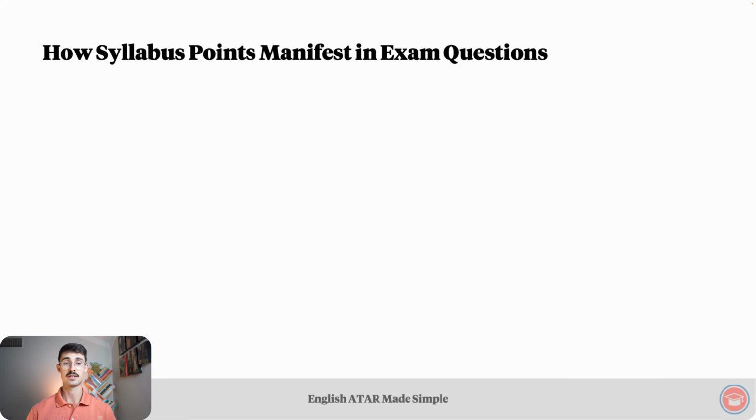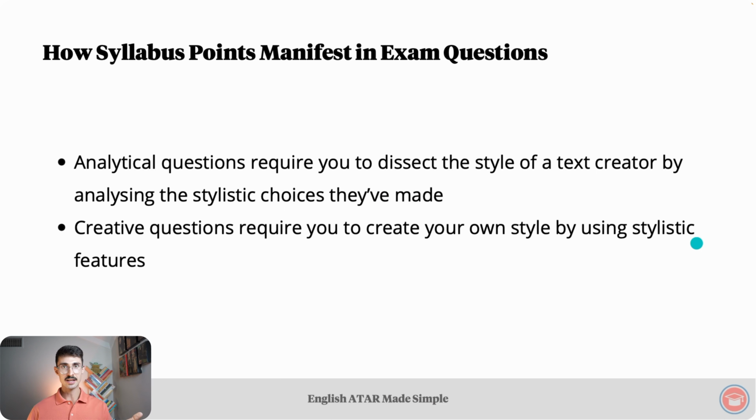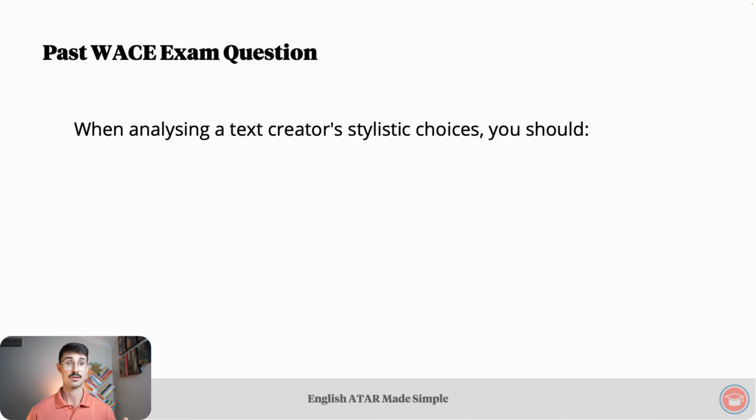Next main section of the lesson was how syllabus points manifest in exam questions. Here, we saw that analytical questions require you to dissect the style of a text creator by analyzing the stylistic choices they've made. On the other hand, creative questions require you to create your own style by using stylistic features. Our last main section of the lesson was about past WACE exam questions, and there was just the one.